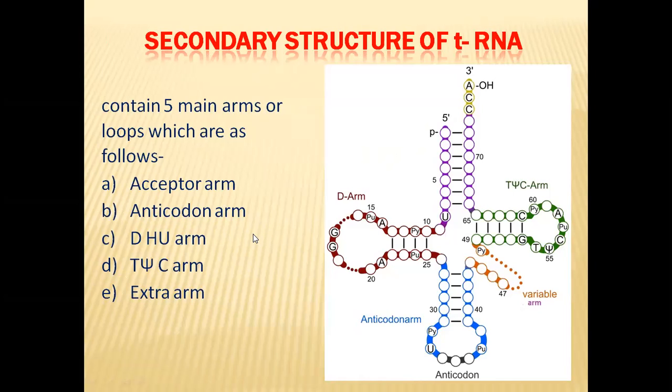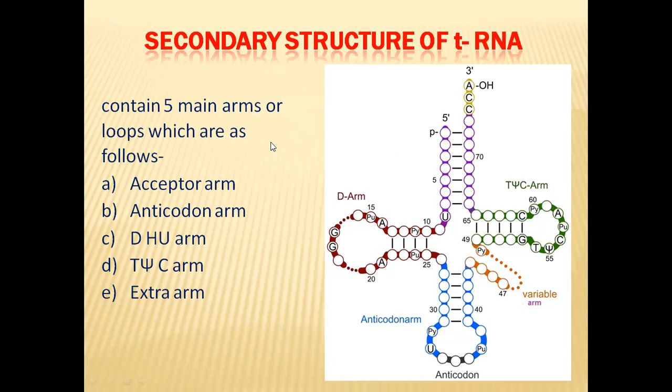And this tRNA, in the precursor form, will have a primary structure. That means it will have a straight chain like structure. But after processing, it will take a secondary structure, and this secondary structure looks like a clover leaf model. So here in this diagram, we can see the clover leaf model of tRNA. This is the secondary structure of tRNA.